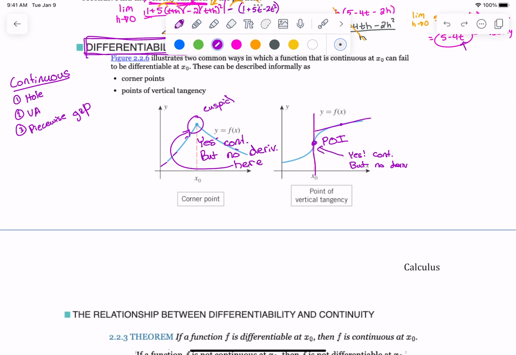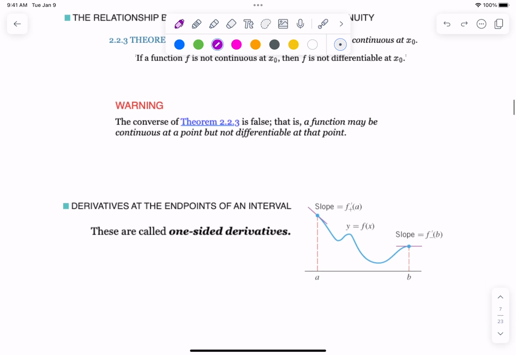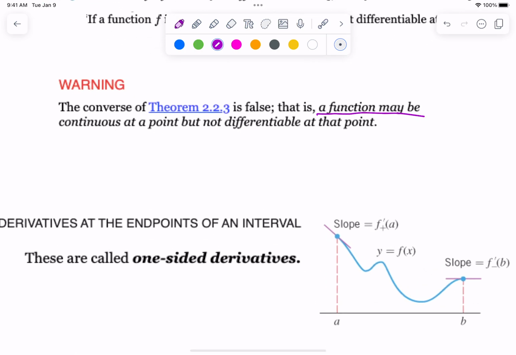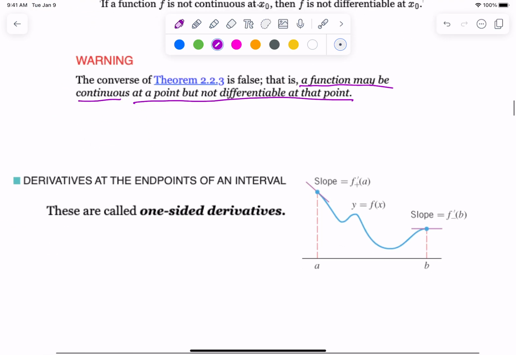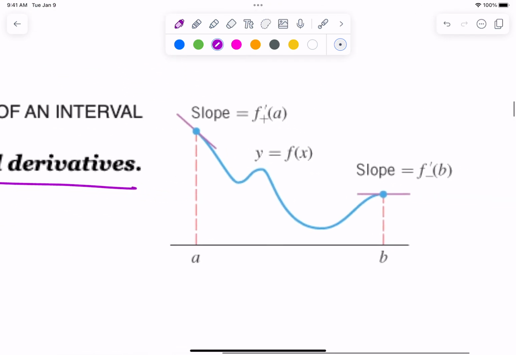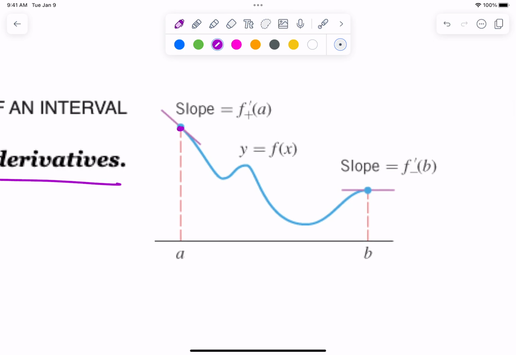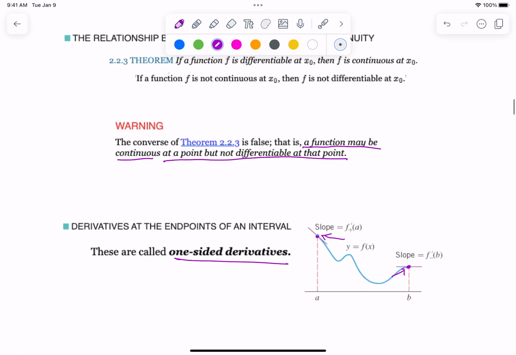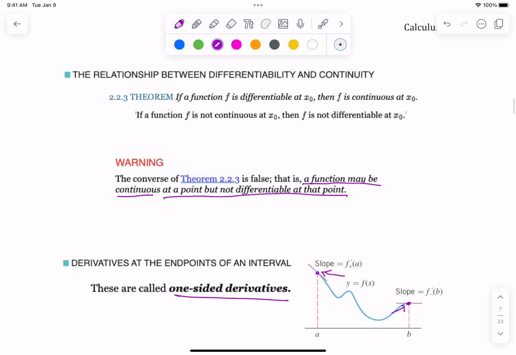All right, let's go down to the bottom. Warning: a function may be continuous at a point, but not differentiable at that point. We just said that, right? Just because it's continuous doesn't mean you can find the derivative. And then we have something called a one-sided derivative. At an endpoint, you can only look at the derivative or the limit from that side, or the slope of the tangent line from that side. If you're at an endpoint on the right side, we can only look at the slope of the tangent line from the left side, right? It's kind of like finding the left and right hand limits if you have endpoints. I don't think we have an example for that, but that's how that works.